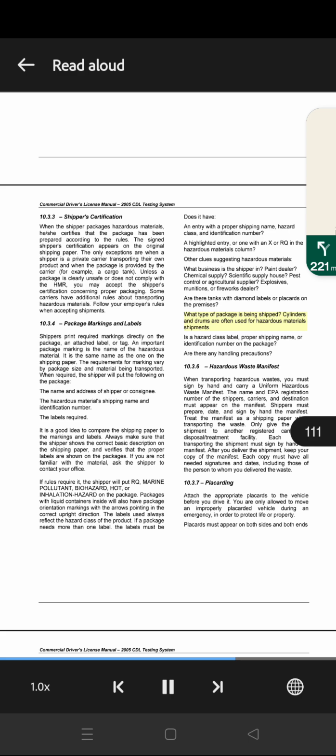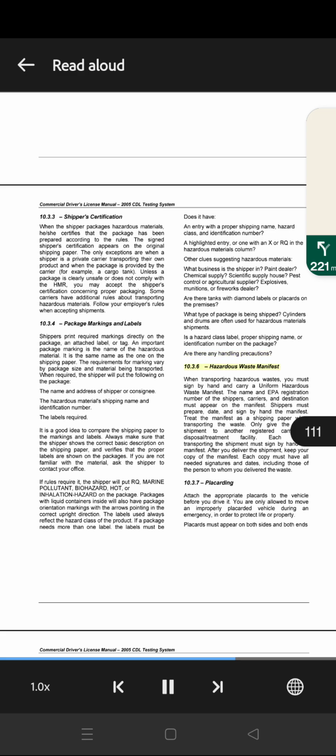What type of package is being shipped? Cylinders and drums are often used for hazardous materials shipments. Is a hazard class label, proper shipping name, or identification number on the package? Are there any handling precautions?